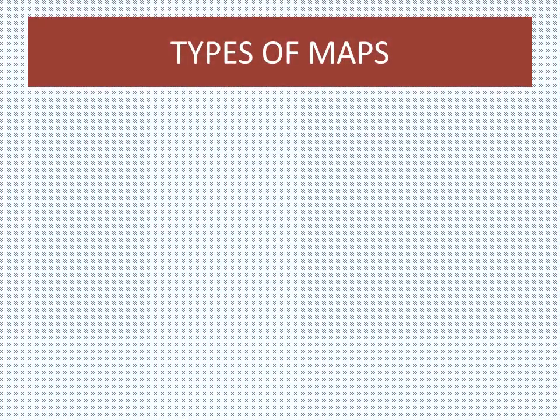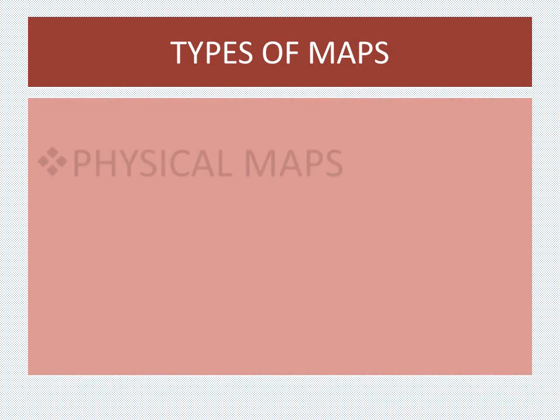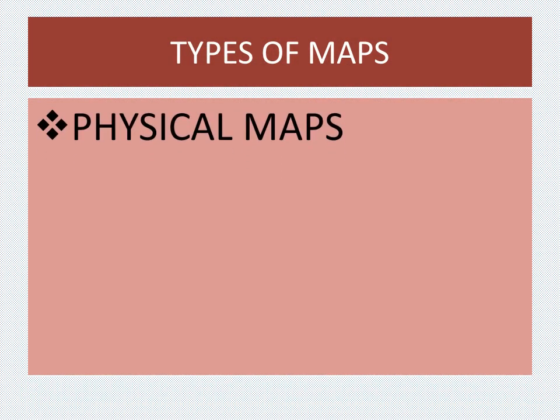The first one is physical maps. Now what is a physical map? These maps give the natural features of a place, like the mountains, like the rivers, the seas, lakes, etc. So the map which gives us information about these things like mountains, seas, rivers, all the natural things, that map is called a physical map. You will underline physical map and you will learn the definition also.